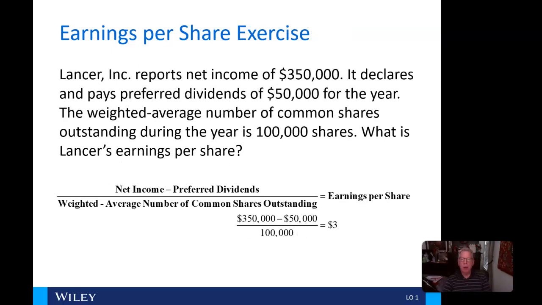Okay, so here we go. Lancer reports net income of 350,000. It declares and pays preferred stock dividends of 50,000 for the year. The weighted average number of common shares during the year is 100,000. What's its earnings per share? As it's shown right down here, we take the net income, back out the preferred stock dividends, divide through by the weighted average number of common shares. So we get $3 that way.